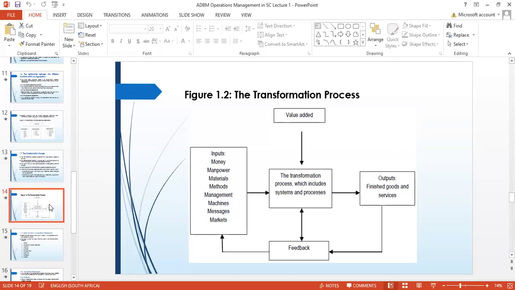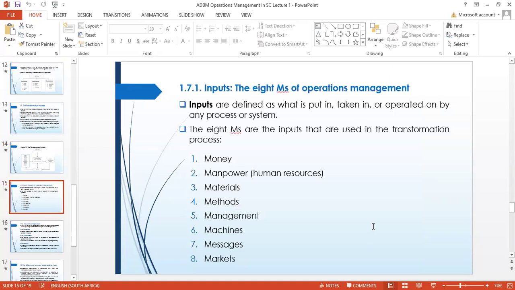Okay, so these 8 M's here, the inputs, right? We said they are taken in or put into a process or a system, they are changed, and then we come with the output. So the first one we said is money. We're talking of the finance that is used to produce goods and services. So an operations manager comes up with budgets to acquire, procure, or buy the raw materials that are going to be used to produce the goods.